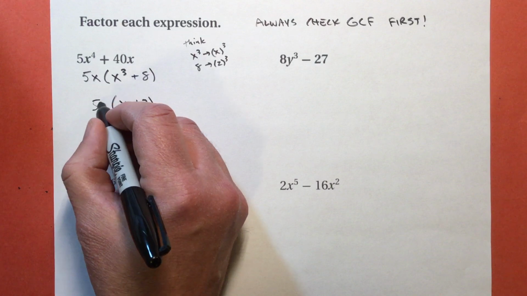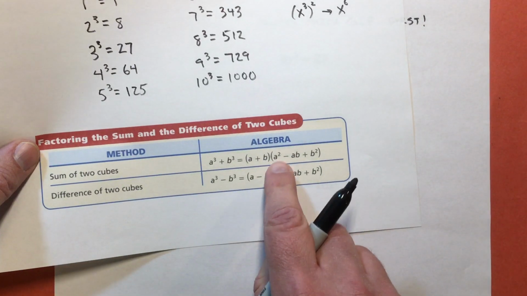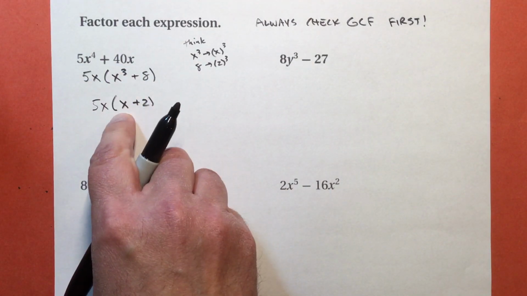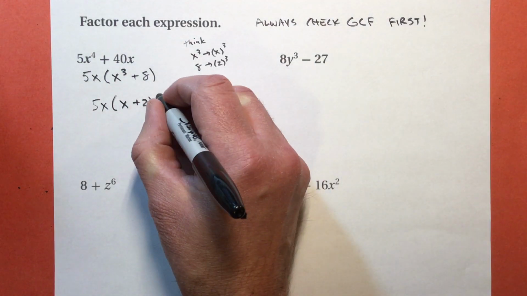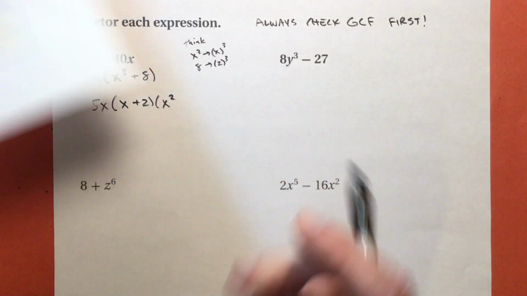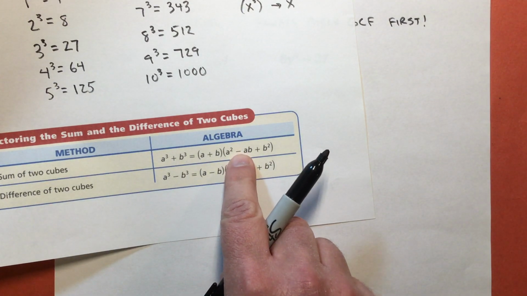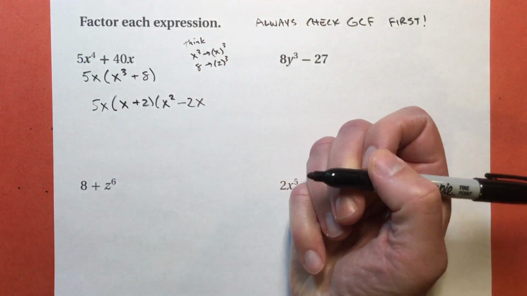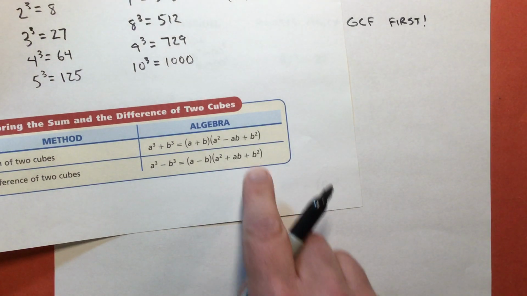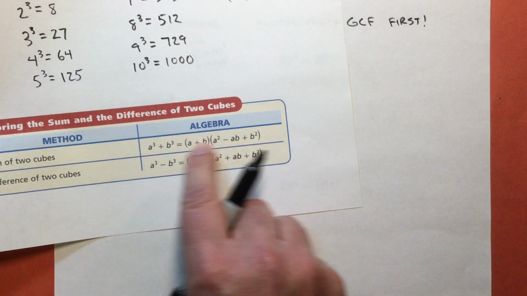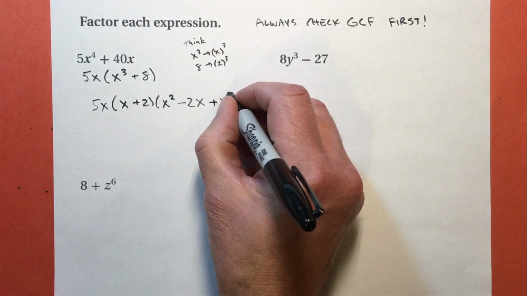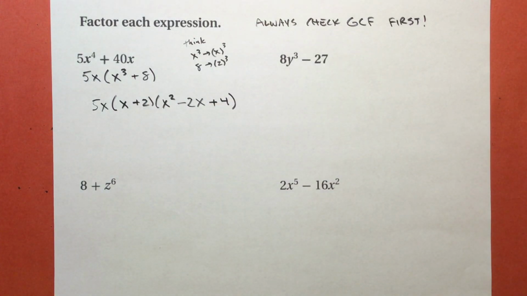And don't forget your 5x, times a to the second power. Okay, so I've got x to the second power. Subtract that a times that b, so I'm going to subtract that x times that 2. Subtract 2x. And then the final part, I'm going to add the b squared when I use a and b, which means I'm going to add the 2 squared. 2 squared is 4. So there you go.